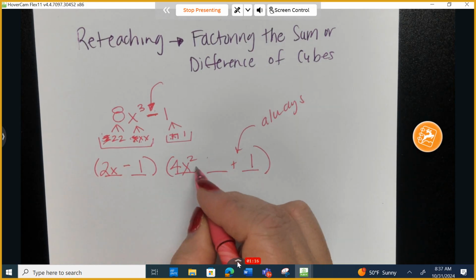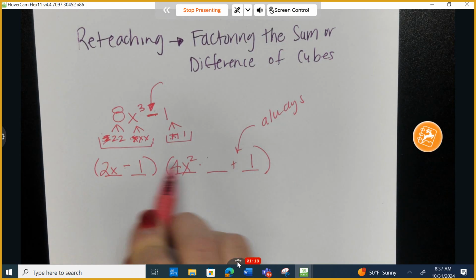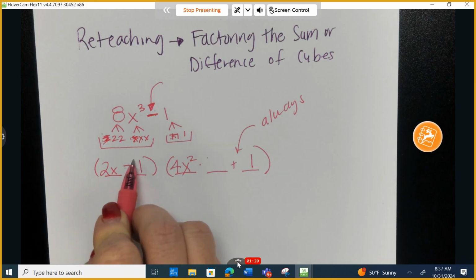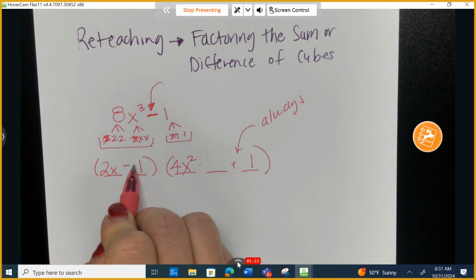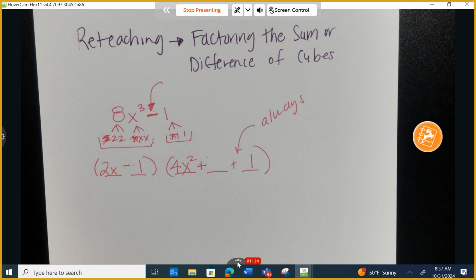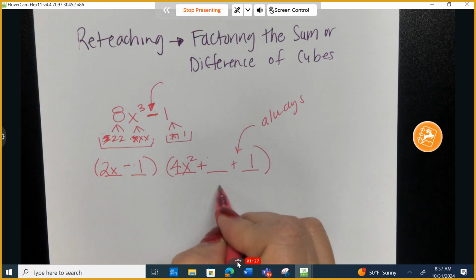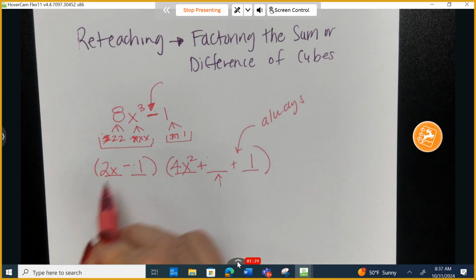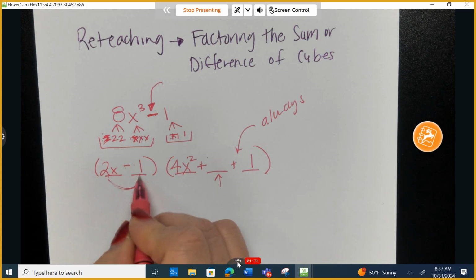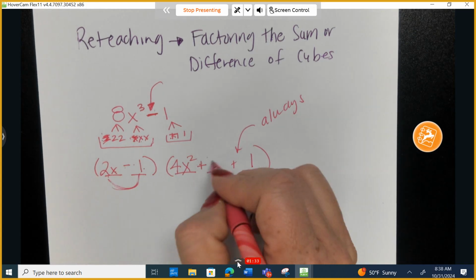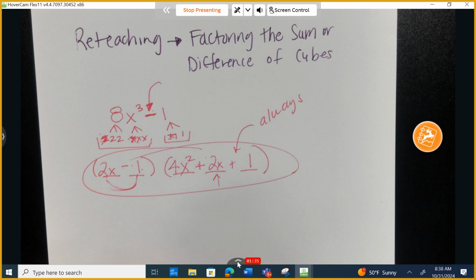What goes into this position and what's the symbol? These 2 symbols will always be opposite. So once you decide what the symbol is, the next symbol will be opposite. In order to achieve what goes into this open blank, open space, we're just going to multiply these and not worry about the signs. 2x times 1 is 2x, and there we have it.